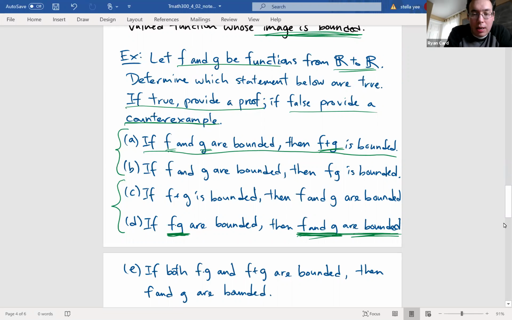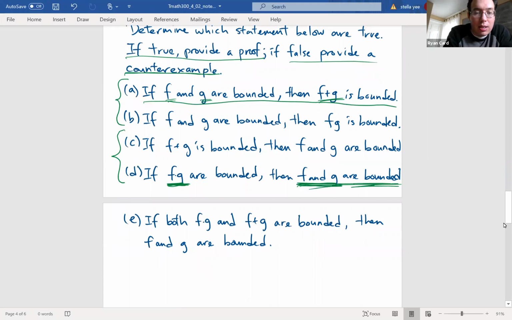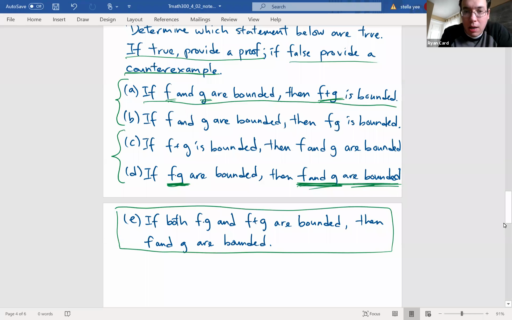Maybe I'll prove that, and C is also false, but with a similar proof. Okay. And there's a problem E as well. I think I'll indicate how to attack that problem, but not show the entire proof. Okay, so let's get to it. Let's do part A.